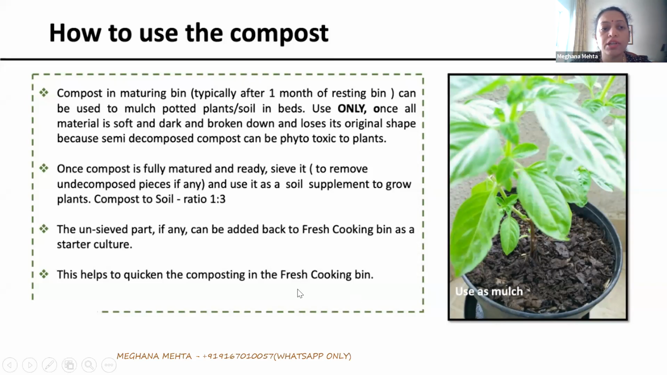Now, once all the material is soft in the maturing bins, dark and broken down and loses its original shape, it is semi-decomposed and can be phytotoxic to plants. That is light, so it should not be exposed to light. Now, when the compost is fully matured and ready, we need to sieve it. And in one of the slides you saw how I sieved it.